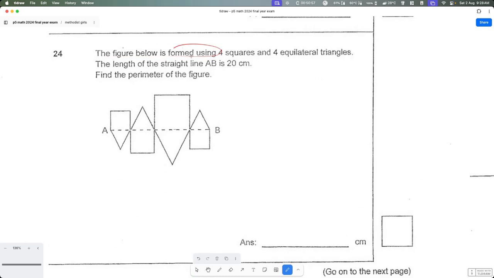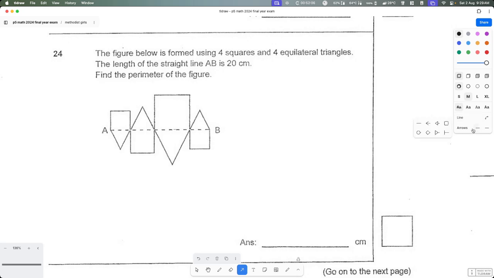Okay, the figure below is formed using 4 squares and 4 equilateral triangles. The length of straight line AB is 20 centimeters. Find the perimeter of the figure over here. So in this case over here, basically all of this is 20 centimeters, right? 20 centimeters. So technically it uses how many lines for each individual figure? So we have, for example, let me use this. We have 1, 2, 3, 4, and 5.